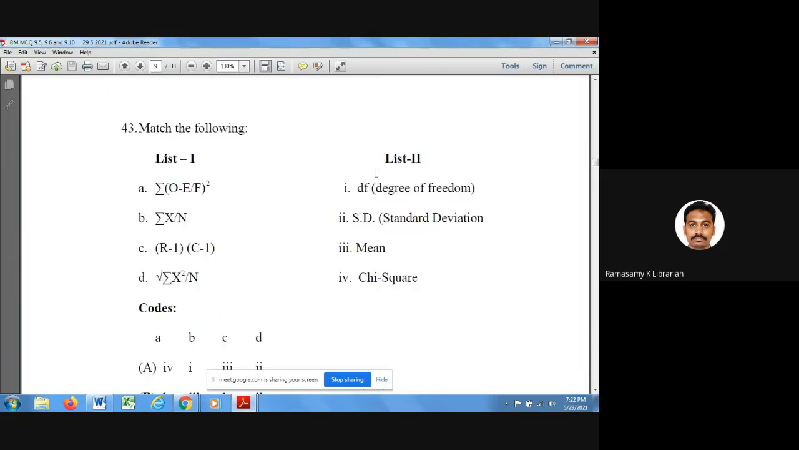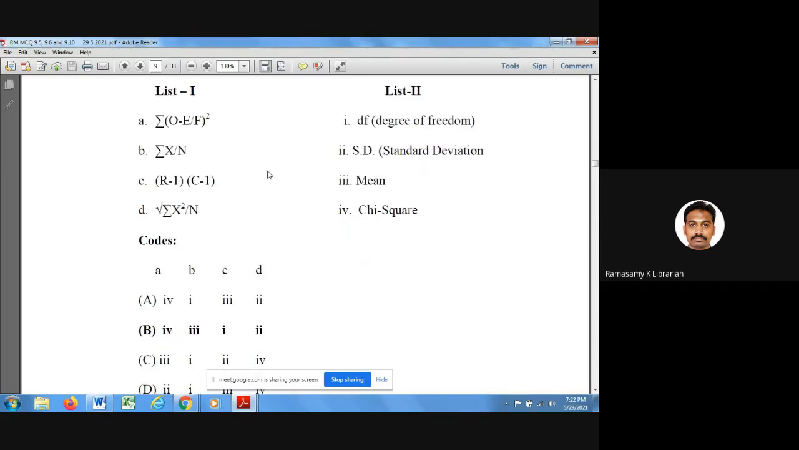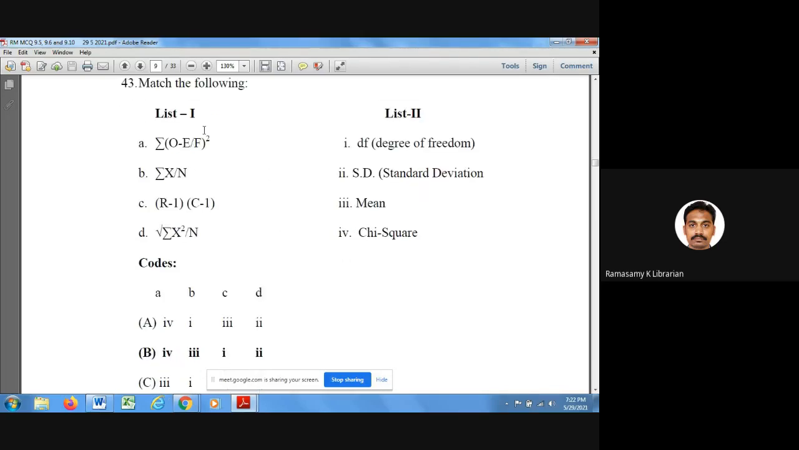Next one, once again, match the following. Let me start from the very simple one. Sigma x divided by n, the total of the observations divided by the number of observations. So you know very well, that's nothing but the mean score. Total of observations divided by number of observations, you get the mean. Then comes the C. It's a very simple one. R minus 1, C minus 1.